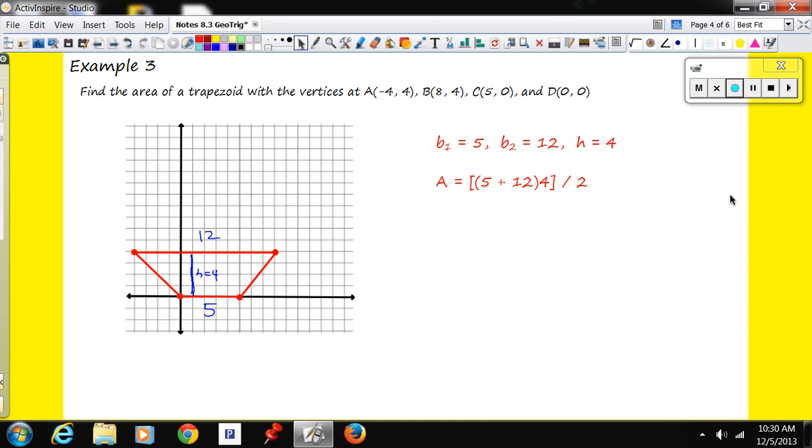Now you need to plug it into your formula. So you've got your 5 and your 12, your two bases, times your height, divided by 2. Add your two bases, times it by your height, divided by 2. That'll give you the area. You're going to get 17 when you add the 5 and the 12 together. You get 17 times 4, and then you get 68 divided by 2. 34 square units.